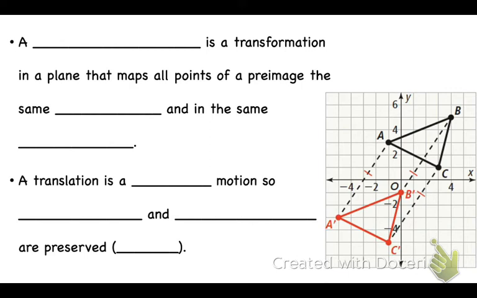So a translation is a transformation in a plane that maps all points of a pre-image the same distance and in the same direction.